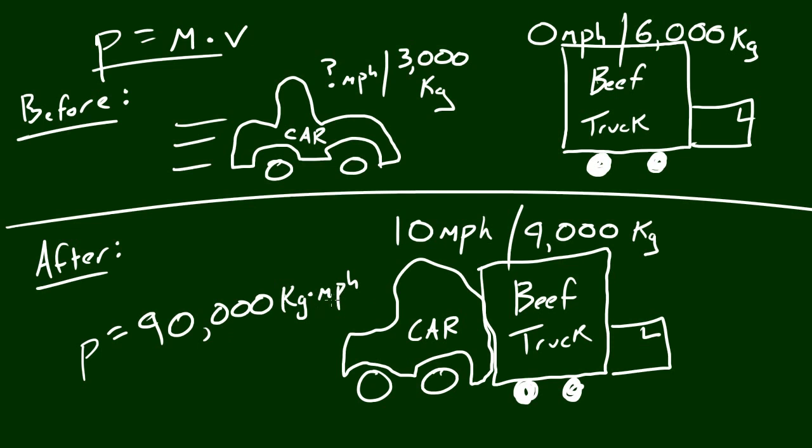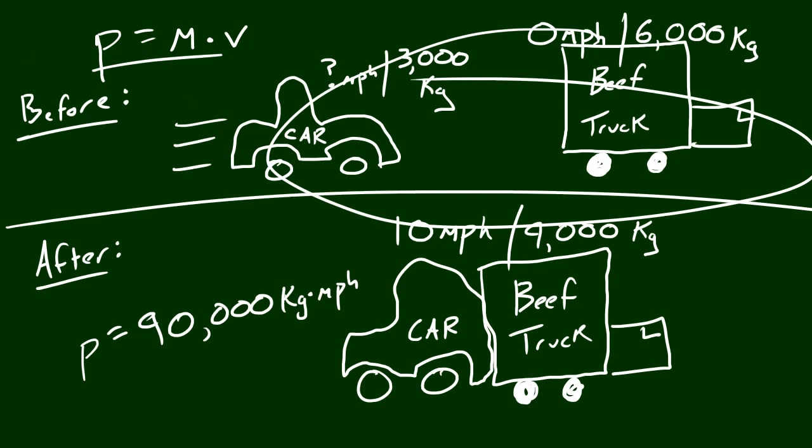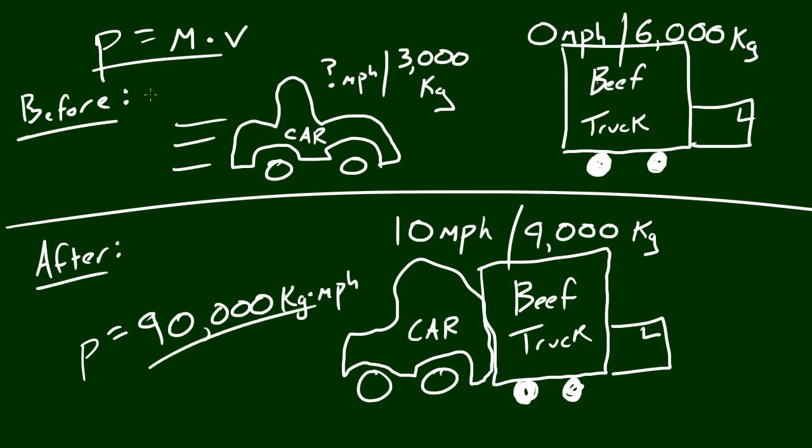Why is that important? Well, because once we have the total momentum after the collision, we have the total momentum before the collision. So we know before the collision, this entire system right here must have had a momentum of 90,000 kilograms times miles per hour.